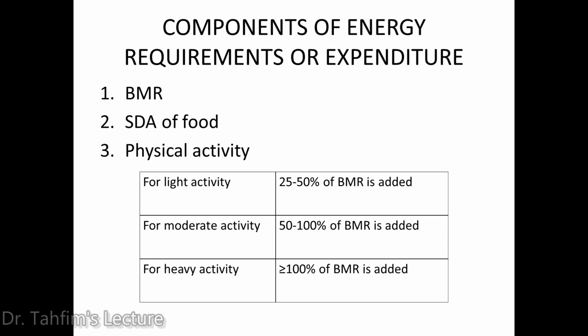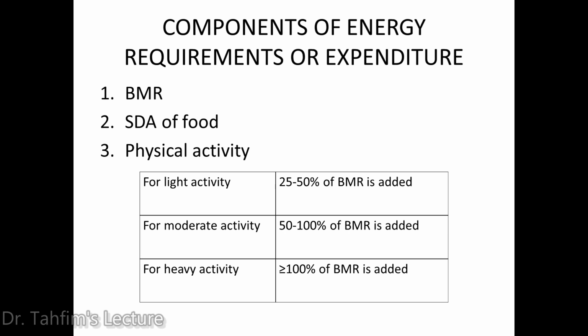So what are the components of energy requirement? BMR, SDA of food, and physical activity. How much energy is required for physical activity? For light activity, that means for a sedentary worker, 25 to 50% of BMR is required for physical activity. For moderate workers, 50 to 100% of BMR is required. For heavy workers, above 100% of BMR is required.